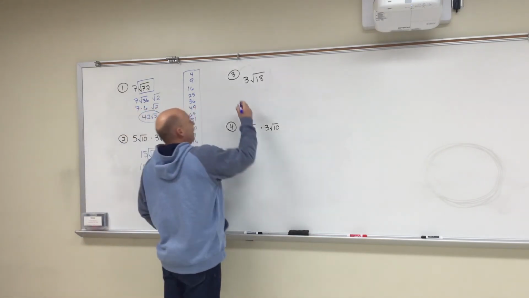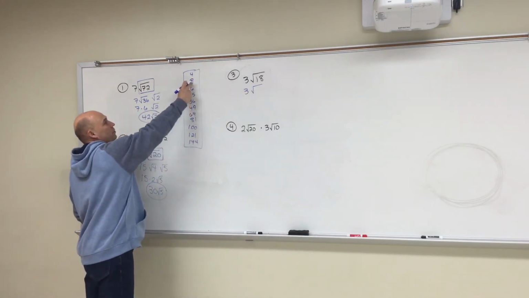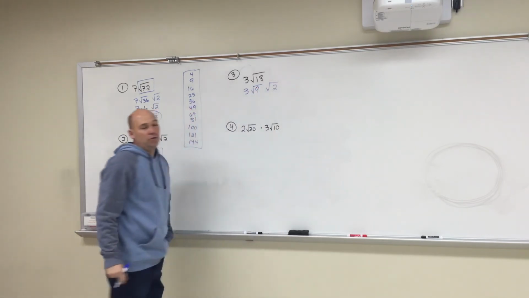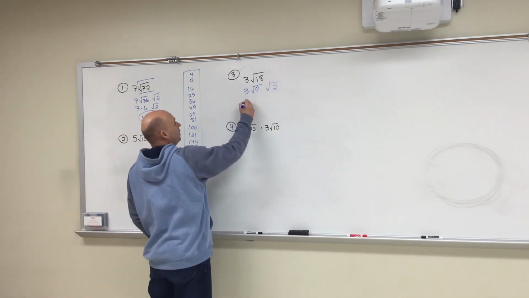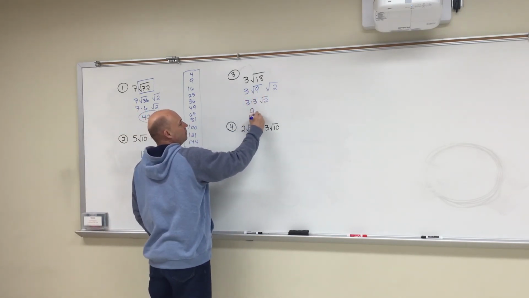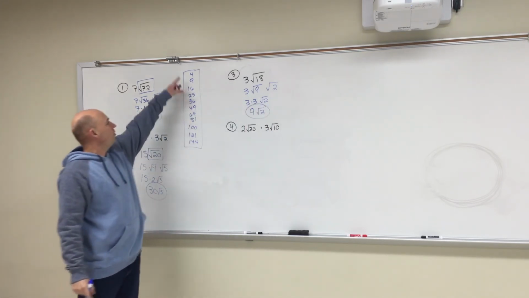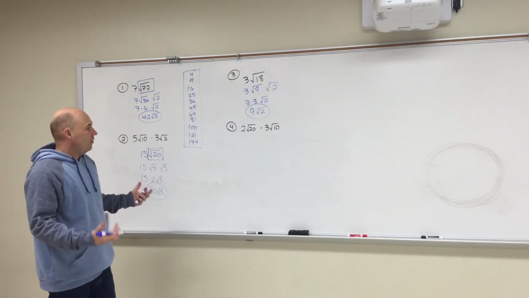Number 3, same idea. I'm going to look for a number over here that divides into 18. The largest number that divides into 18 is 9. And it goes in twice, because 9 times 2 is 18. The square root of 9 is 3. And 3 times 3 is 9. So my answer there is 9 radical 2. And again, notice that none of these numbers divide evenly into 2. Okay? And then the last one.